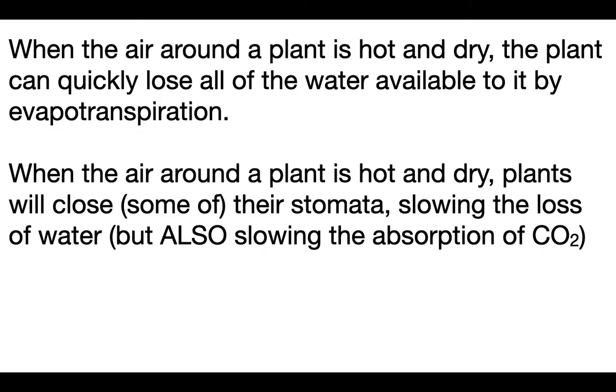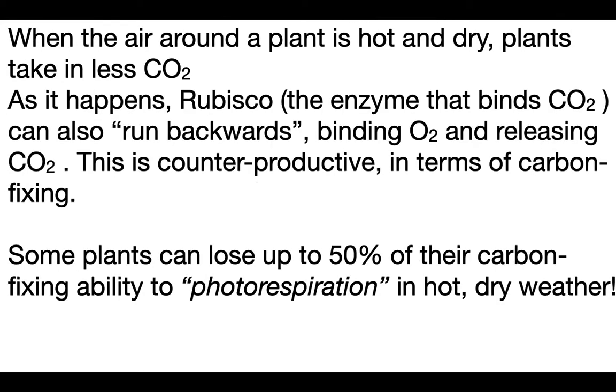Without the carbon dioxide, there's no carbon fixation, there's no sugar production. So when the air around a plant is hot and dry, plants will take in less CO2. As it happens, the enzyme that binds carbon dioxide, called rubisco, can run the cycle backwards, binding oxygen and releasing carbon dioxide. And this is counterproductive in terms of carbon fixation.